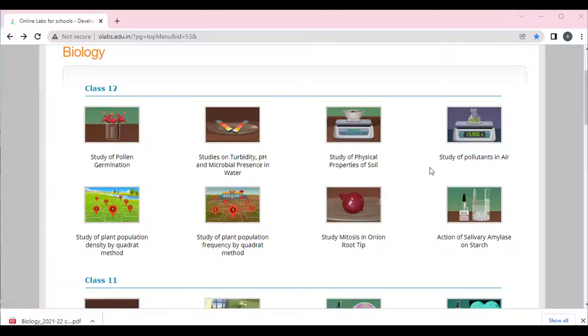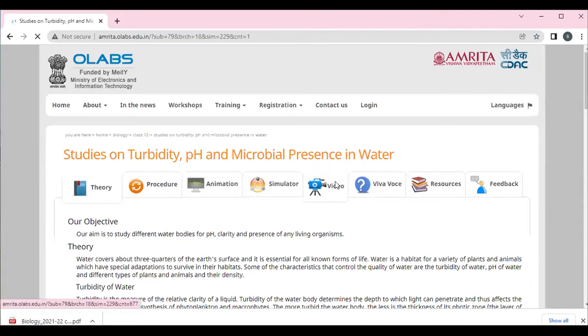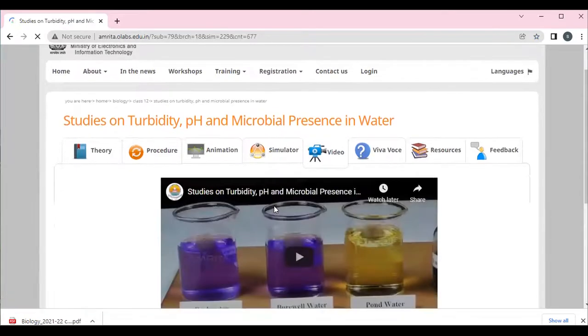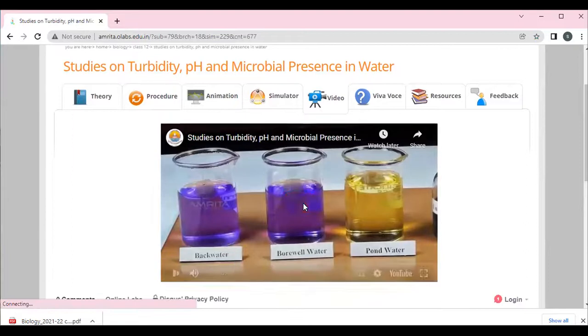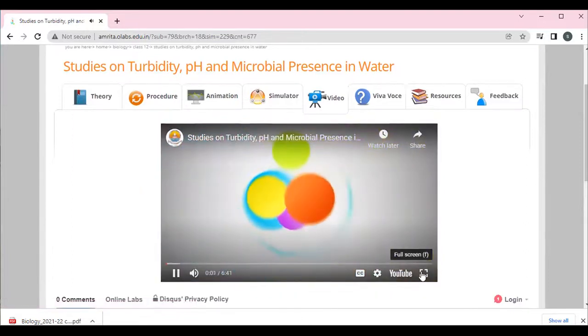So these are the experiments of your class 12. In this term, the first is the water sample, the second is the soil sample, and the third is mitosis in onion root tip. Okay, three experiments we have to perform. So this is the one which we have to perform right now. This is on the presence of microbes in the water samples.